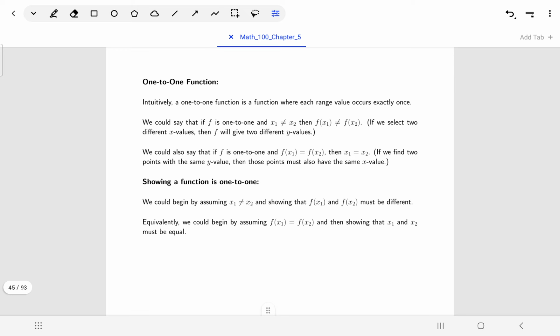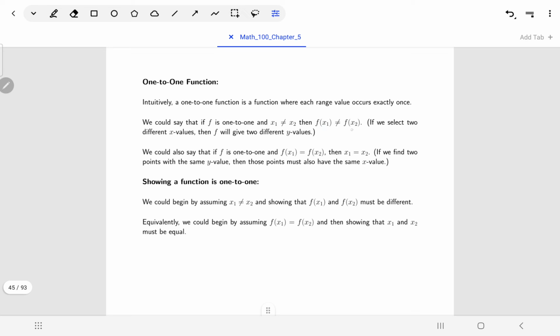Okay, of course, if you're remembering back to pre-calculus, you know that when we were talking about inverse functions, it was only really for one-to-one functions. So we need to know how to show that a function is one-to-one. The definition for a one-to-one function is that different x values will give you different y values. So one definition would be to say that if you've got a one-to-one function and you know that you've got two different x values, then you would have to have two different y values.